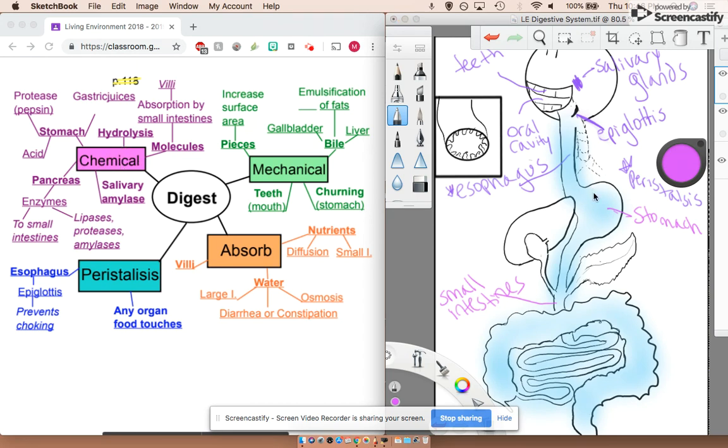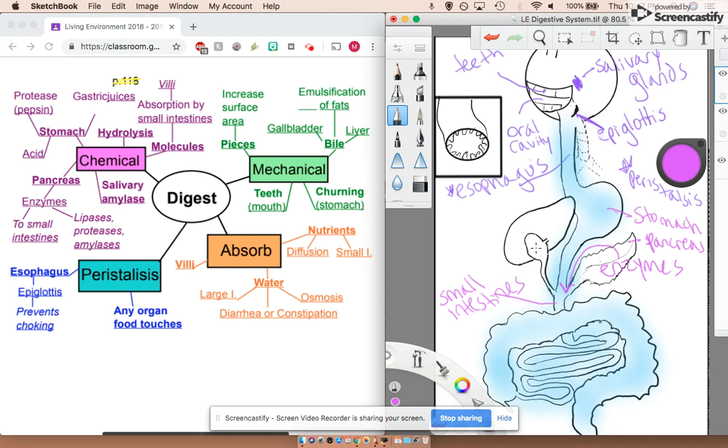The enzymes necessary for that chemical breakdown are coming from this accessory organ called the pancreas. It's going to send enzymes over there. This organ is called the pancreas. So the pancreas, chemical digestion, the pancreas sends enzymes to the small intestines. All types of digestion happen in the small intestines: lipases, proteases, amylases, that's lipids, proteins, carbs that are being broken down by these enzymes.